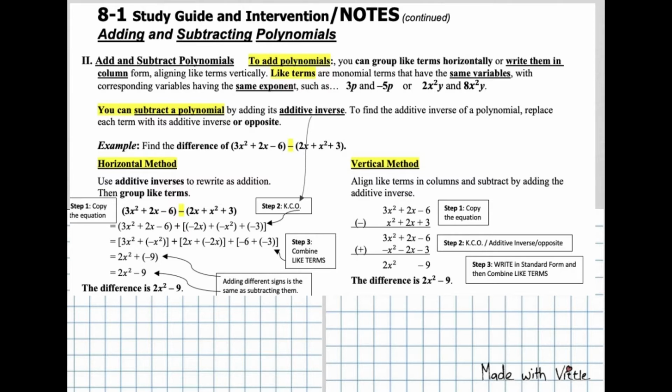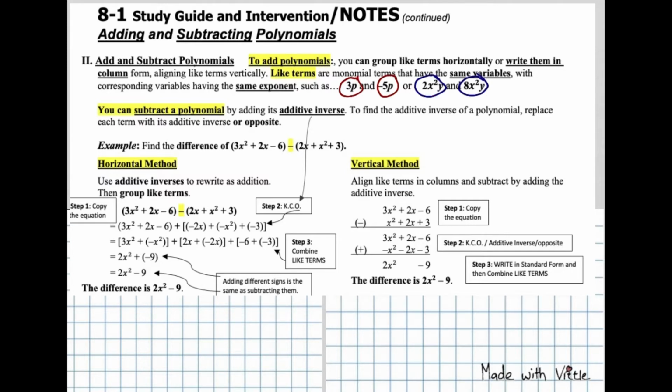To add polynomials, you can group like terms horizontally or write them in column form, aligning like terms vertically. Like terms are monomial terms that have the same variables, with corresponding variables having the same exponent, like what we mentioned in our class. 3p is a like term with negative 5p, because they have the same variable with the same power or exponent.